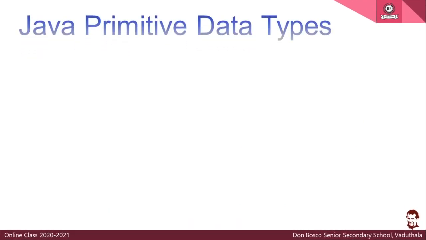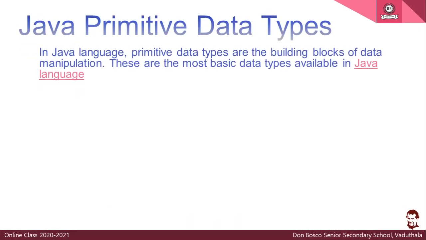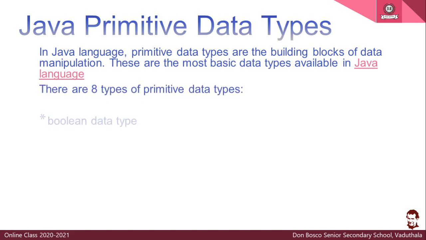Java primitive types, one table we can check. In the Java language, primitive data types are the building blocks of data manipulation. These are the most basic types available in the Java language. So remember, there are 8 types of primitive data types. Once again, please read this one by one.